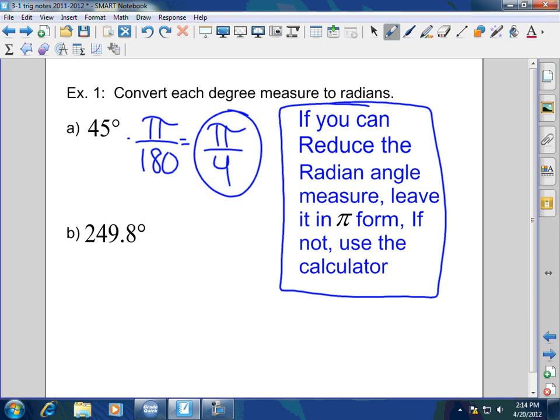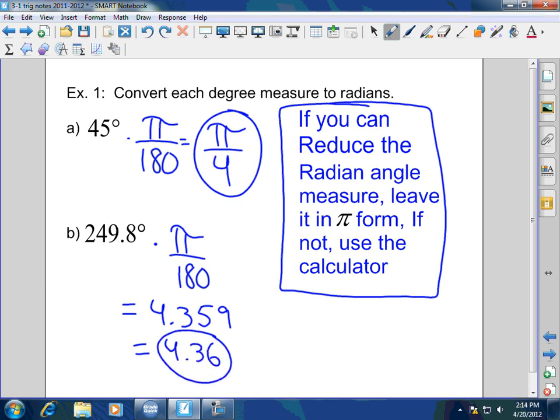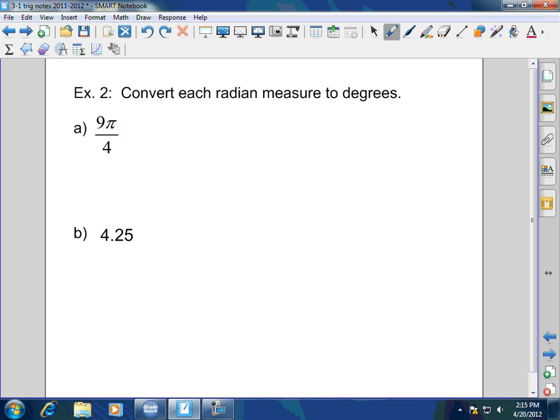Now in this particular case, I am not going to be able to reduce. So you have full reign to go 249.8 times pi divided by 180, and that's going to equal 4.359. So in other words, about 4.36. I will, of course, tell you whether to round to the hundredths or the thousandths, etc. Okay? Next.